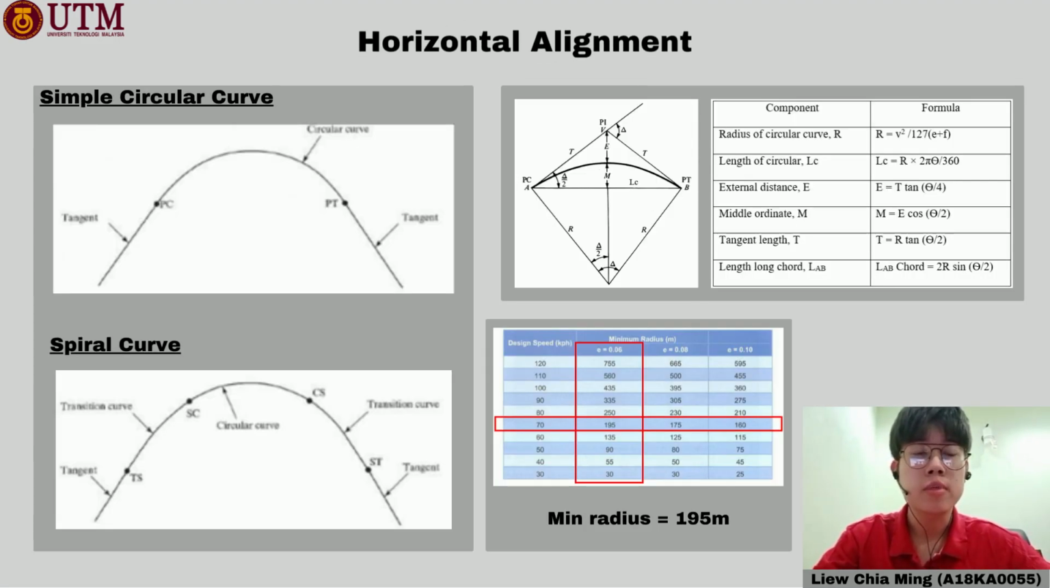Here are the types and formulas for the horizontal alignment. In this project, I only did one design of a simple circular curve and spiral curve for the major route. So the minimum radius required for the major route is 195 meters, and the remaining horizontal alignment will use the same design as well, but maybe with a different theta value depending on the site situation.